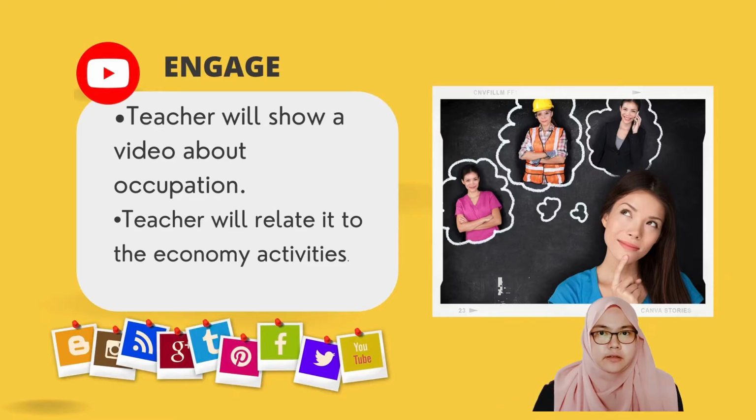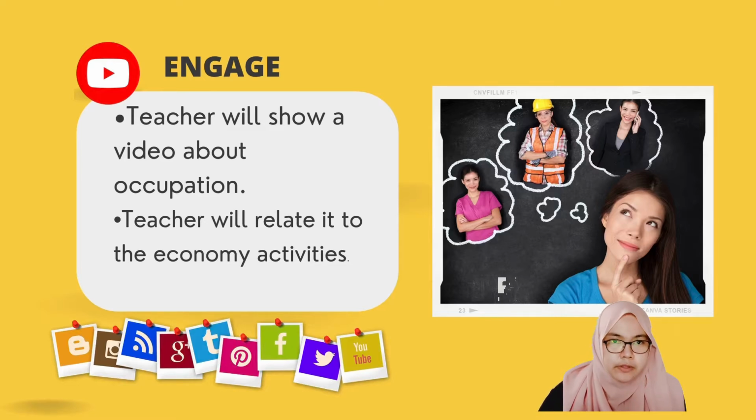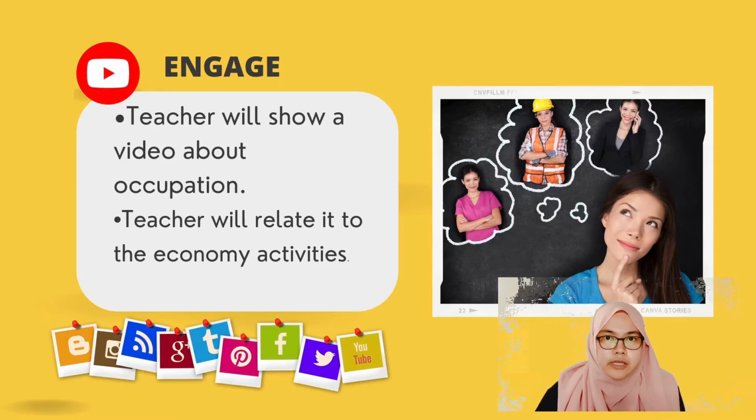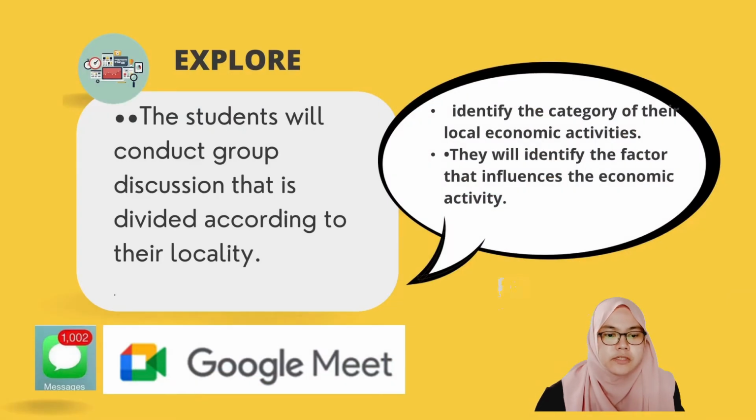So for this project, in the engagement phase, the teacher will start the lesson by showing the students a video about occupations. Then the teacher will relate the video to economic activities. Here, the teacher will be the presenter. We try to present the situation and help students connect the information with the topic and with the local situation. The teacher will help students identify the problem that they need to find out from this topic. The teacher also sets the rules and gives instructions on how the project will be conducted.